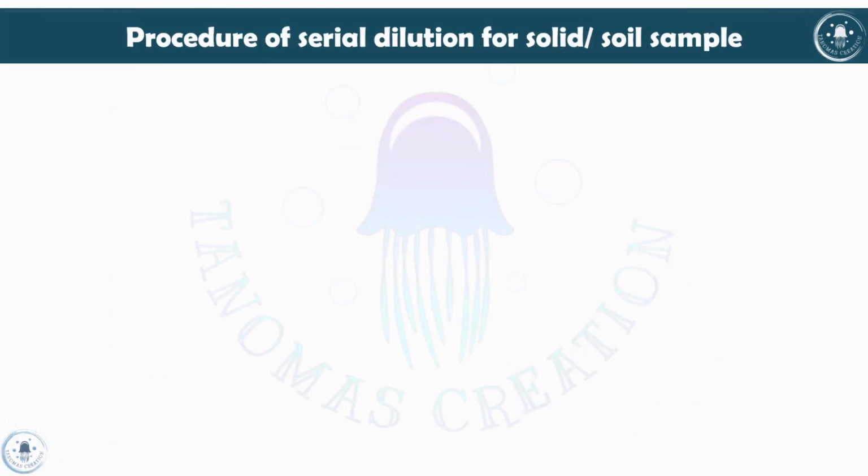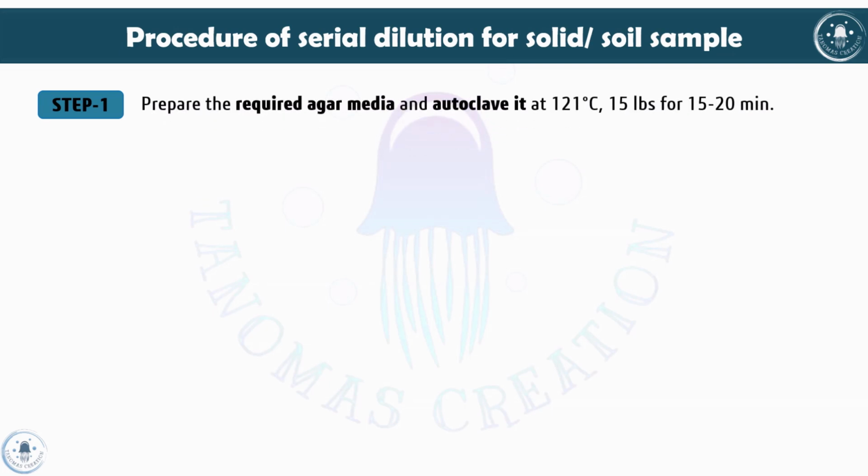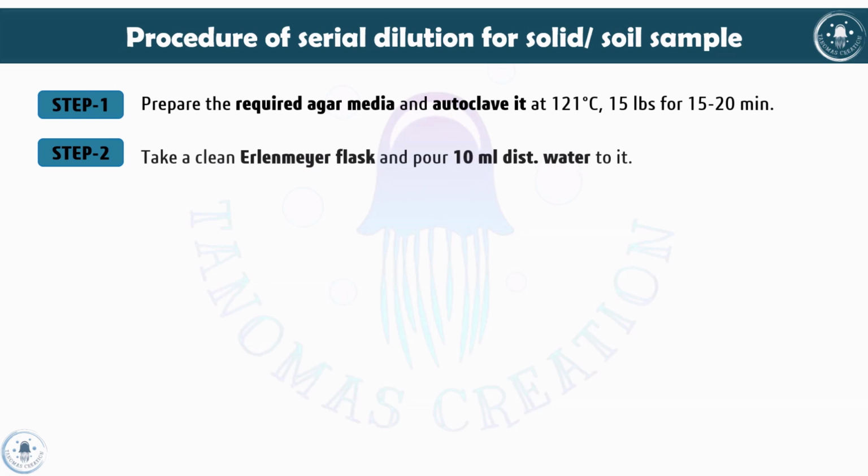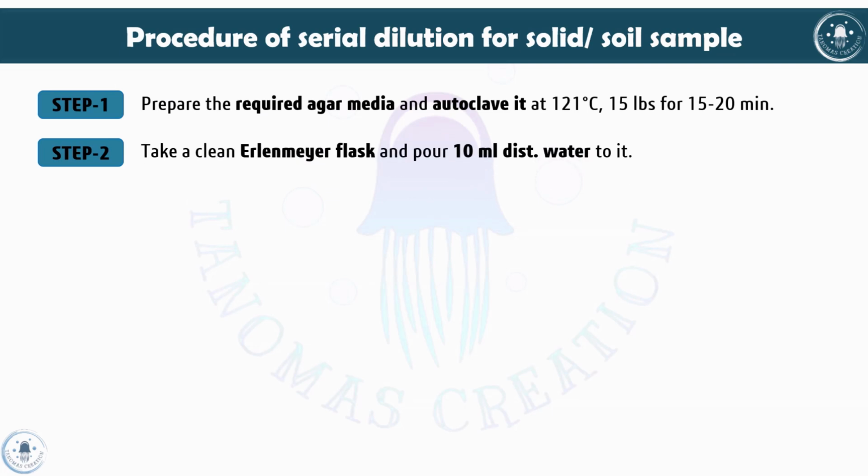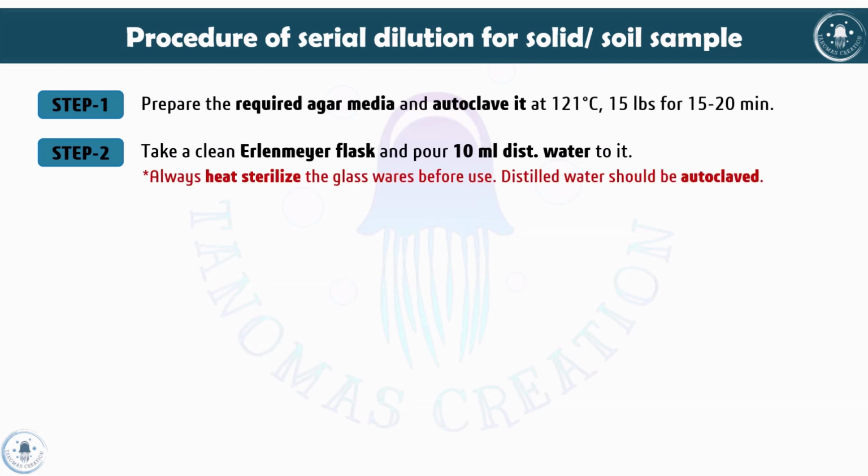Now coming to the procedure of the serial dilution. First, we prepare the required agar media, that is the culture media, and we autoclave it at 121 degrees Celsius, 15 lbs, for 15 to 20 minutes. Now in step 2 we take a clean Erlenmeyer flask and pour 10 ml distilled water into it. Remember that you need to heat sterilize the glassware before use, and the distilled water you are taking for the serial dilution should be autoclaved as well. Okay, so this is the note you need to remember.